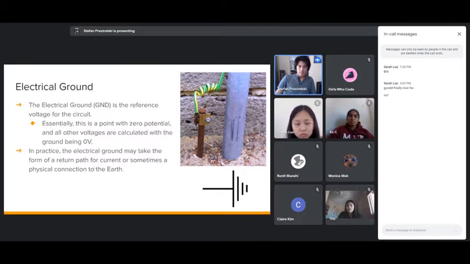In practice, there are many ways to do an electrical ground. For example, you can see in this picture, there's a wire connected to a spike that's then driven into the ground. That is actually where the term ground comes from, because the ground was just a physical connection to the earth. In other cases, it's simply the negative terminal on a battery, or simply a return path for the current. All you need to know is that on a circuit, the ground is 0 volts.